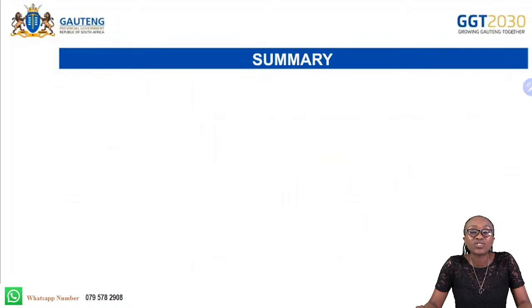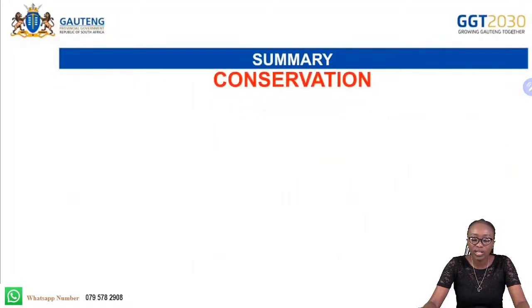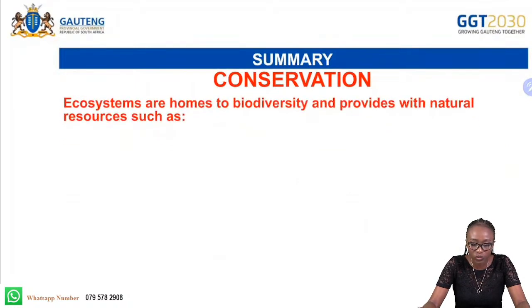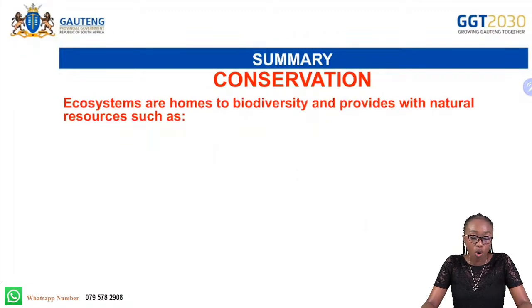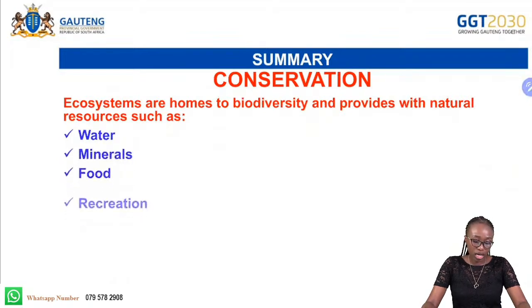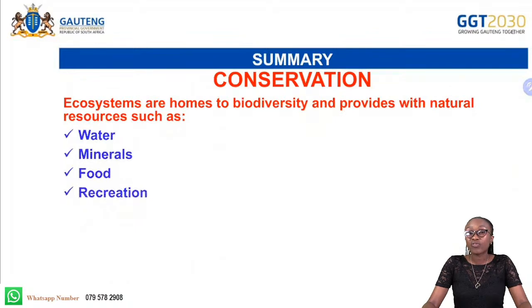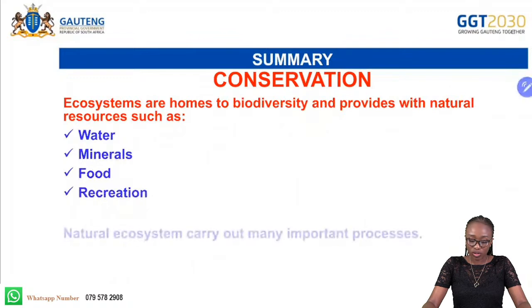Now, what did we learn today? Let's wrap up our lesson. So we learned about conservation. We learned that ecosystems are homes to biodiversity, and they provide us with natural resources such as water, minerals, food, and recreation. So they provide us with all these things. So we need to conserve them.